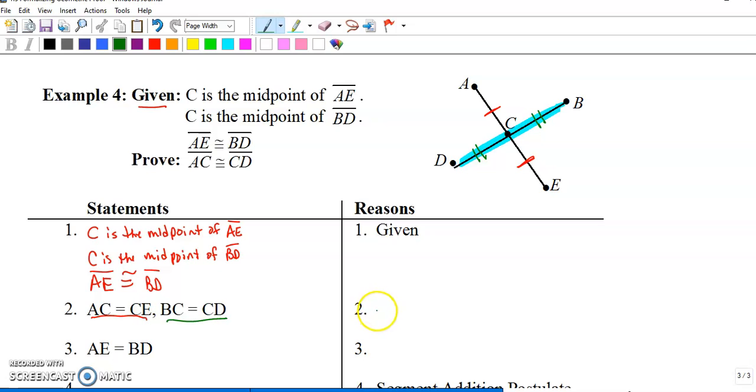So why do we know this? It has to do with midpoint. The reason you give has to come from something previous in the proof. Why? And they're probably just going to say definition of midpoint. Sometimes I like to get more specific than that, but definition of midpoint. That's what a midpoint does. It divides it into 2 pieces that are the same size.